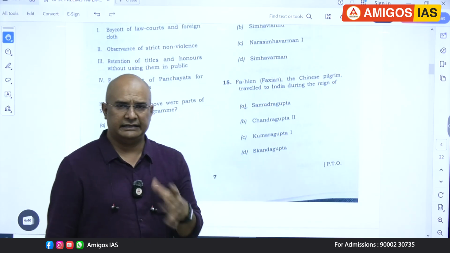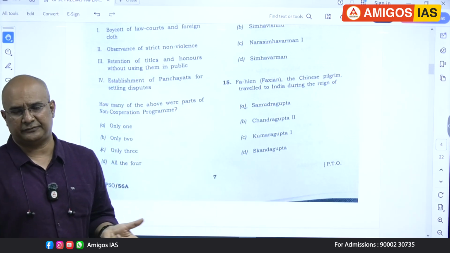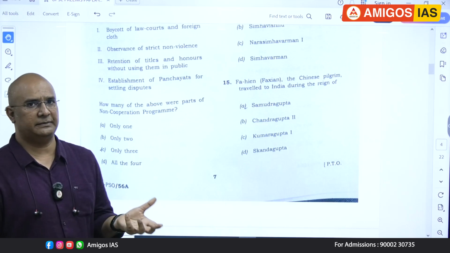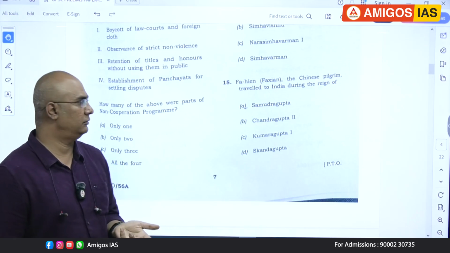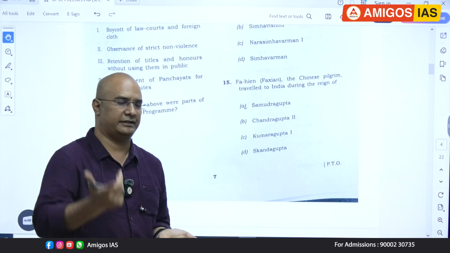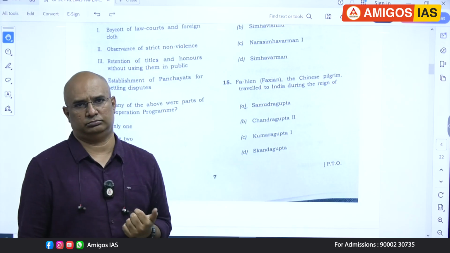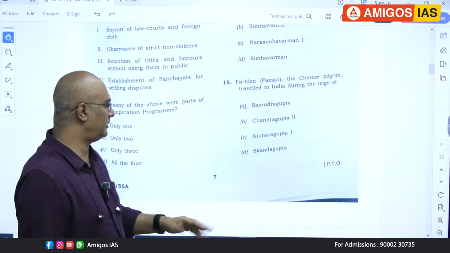The 15th question, again straightforward from ancient India. It's about a Chinese foreign traveler who came to India in the ancient times during the Gupta rule. Now UPSC is asking, during exactly the rule of which king? The answer is Fa-Hien came during the rule of Chandragupta II. It's a straightforward question that you cannot afford to miss.